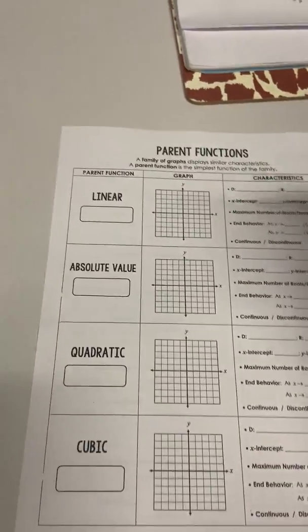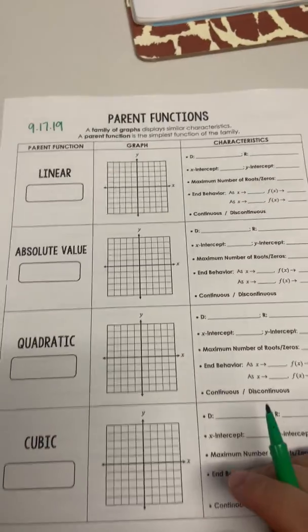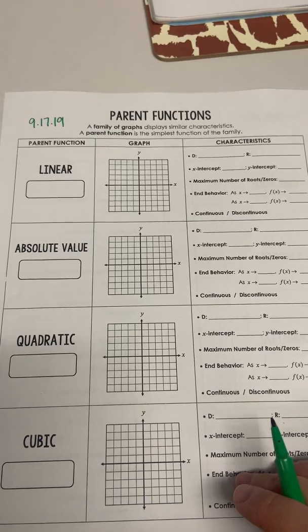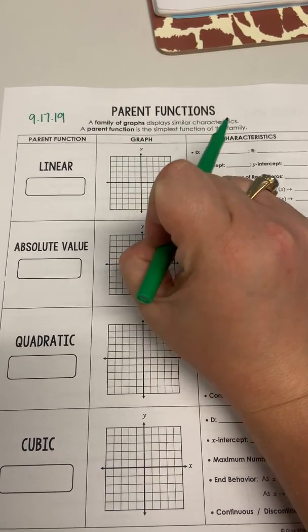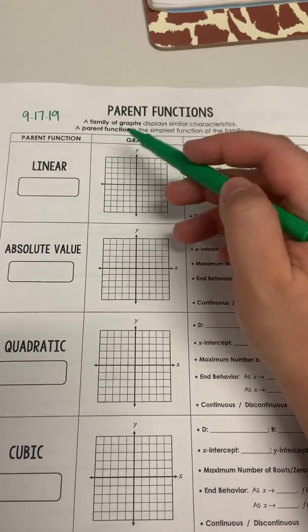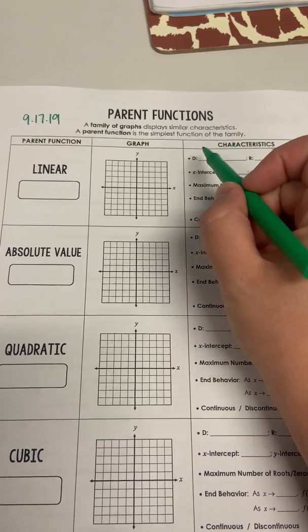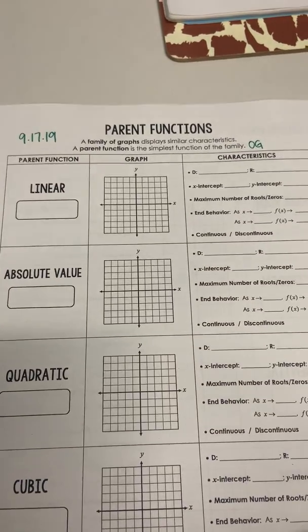Today is the 17th, and this is your lesson on parent functions and family graphs. So a family of graphs displays similar characteristics, much like people in your biological family. A parent function is the simplest function of the family, and I like to call that the OG family.